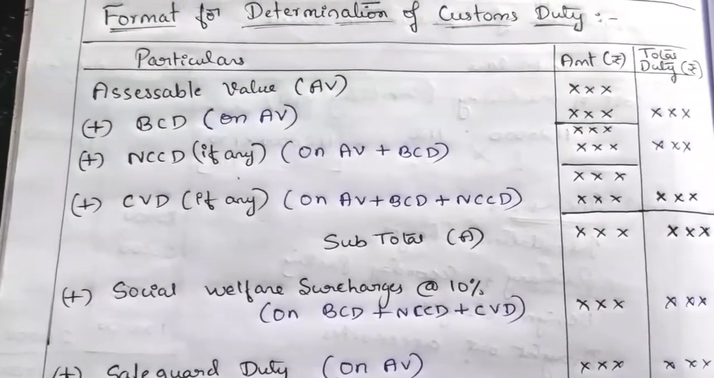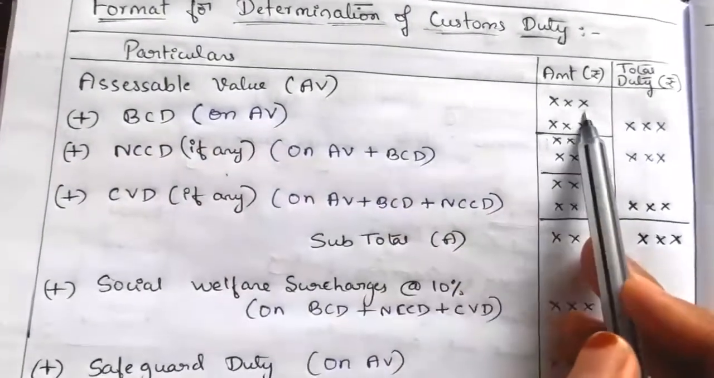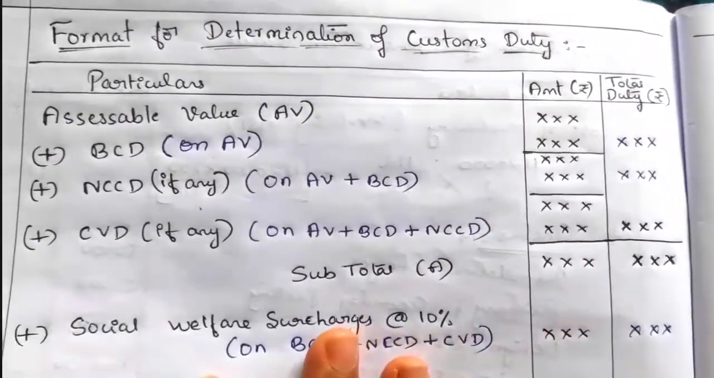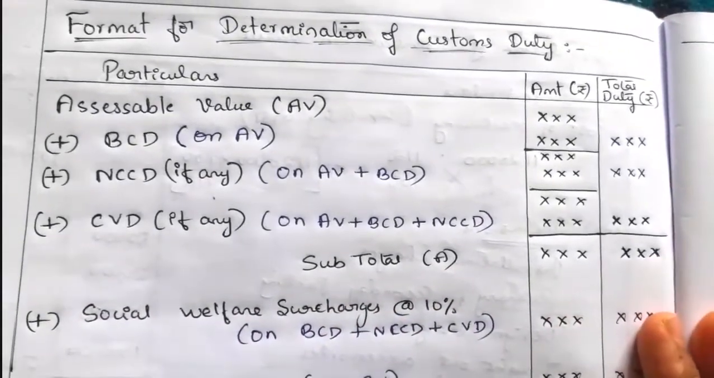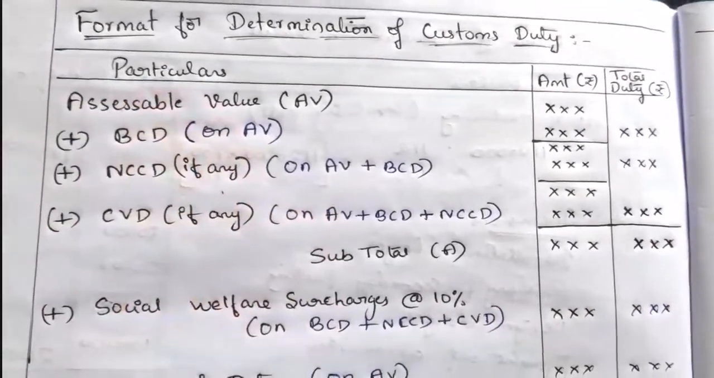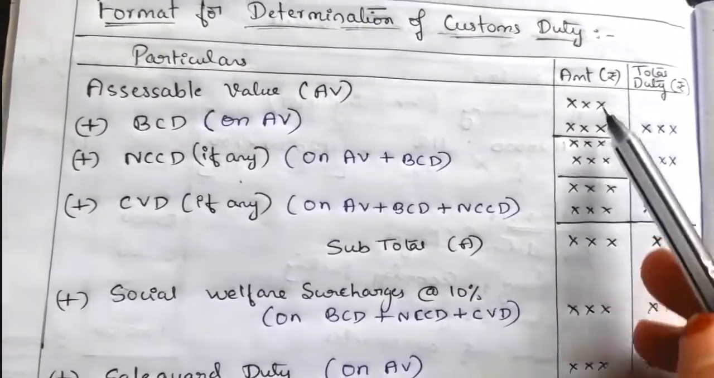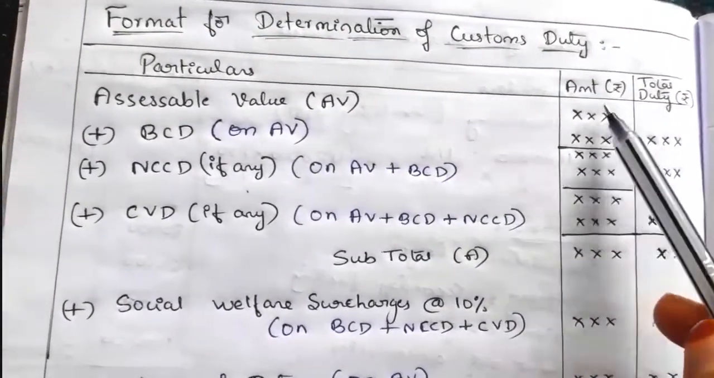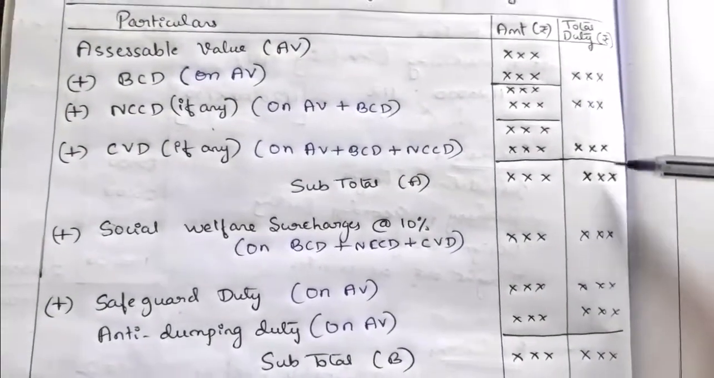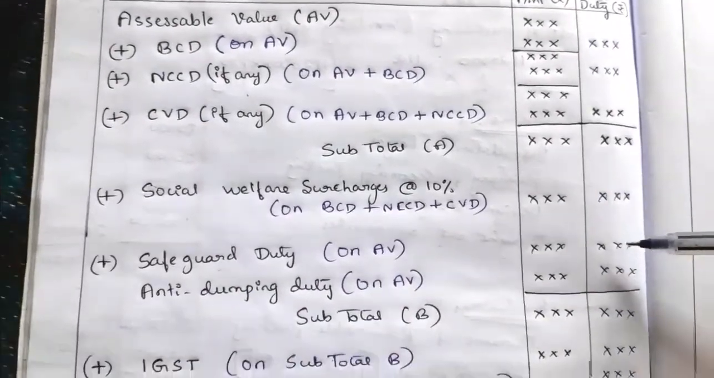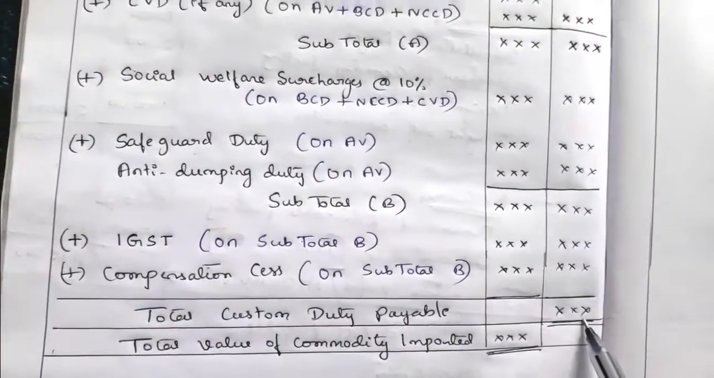This custom duty is levied on the assessable value of goods. In this format, the first column is for particulars, the second column is for the amount, and the third column is for the total duty. Under the particulars column we take the various types of custom duties, and in the amount column we calculate the duty as well as the assessable value. In the last column we write the total custom duties paid on that import of goods. That is the total custom duty payable on the import of goods.